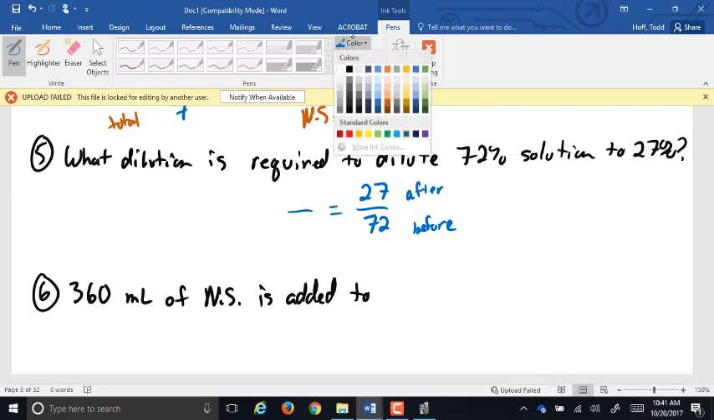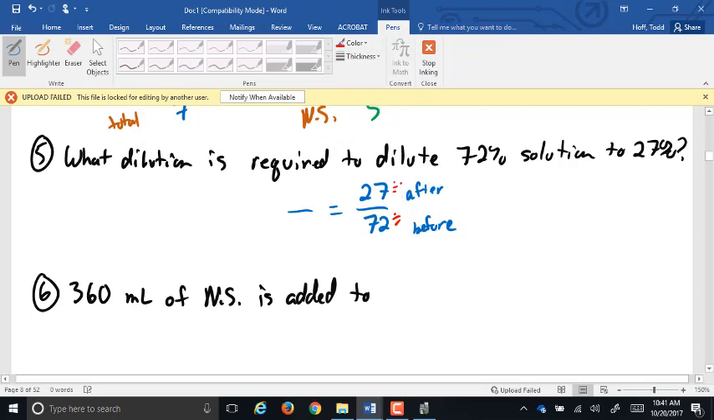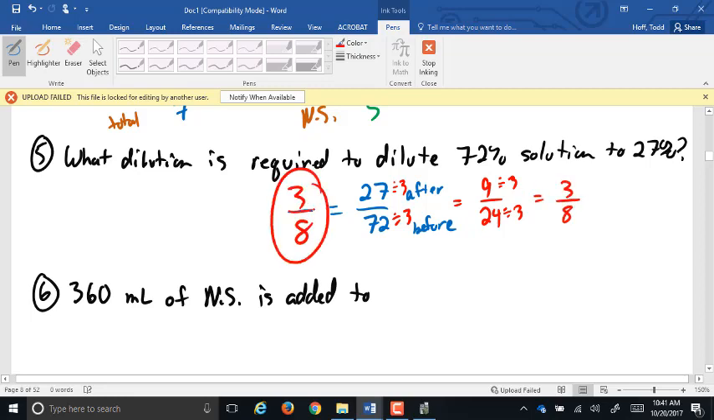Now I could reduce those. Both of those can be divided by what? 3 would work. 27 divided by 3 is 9. 72 divided by 3 is 24. Still divide by 3. Gives us a 3 to 8. So it's a 3 in 8 dilution. "360 milliliters of saline is added to 150 milliliters of 24% solution. Find the new concentration."